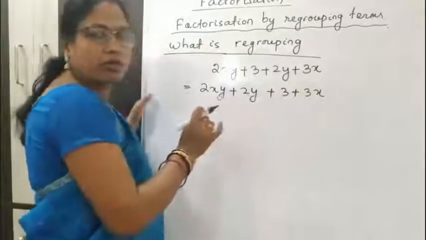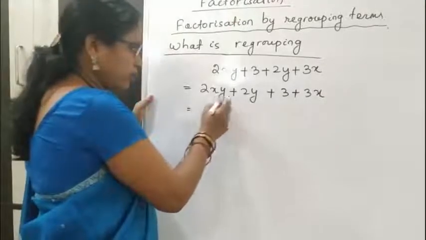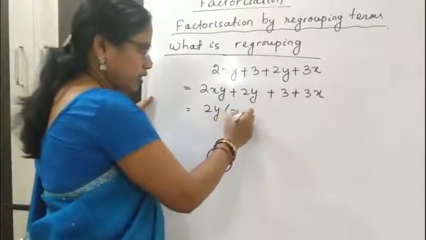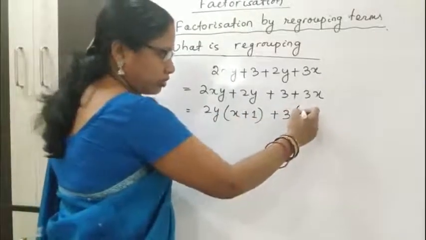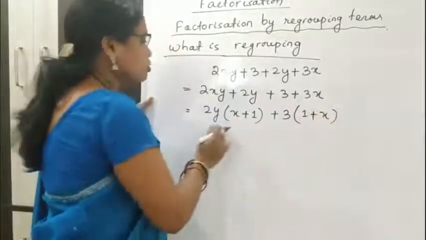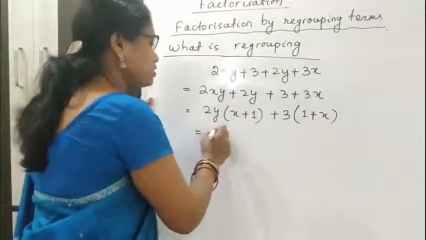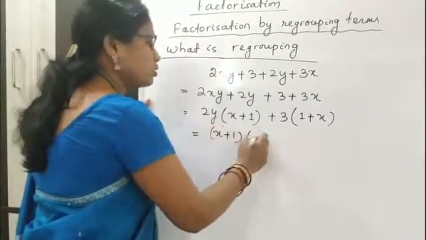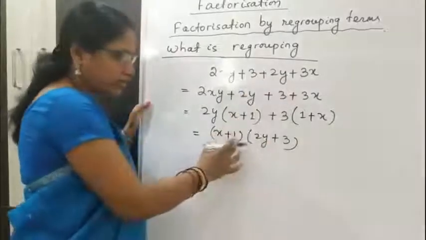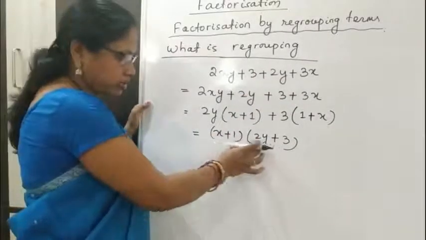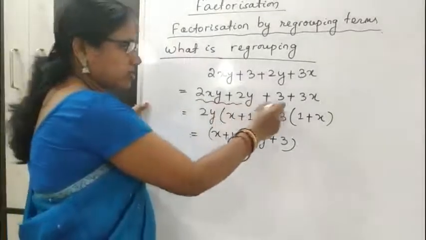Then we can take the common factors of the first two terms and the last two terms. Here the common factor is 2y, so 2y into x plus 1. Here the common factor is 3, so 3 into 1 plus x. Again these two have the common factor x plus 1. So that can be written as x plus 1 into 2y plus 3. So this algebraic expression is factorized like this. These are the two factors of this algebraic expression. Here we regroup as this.